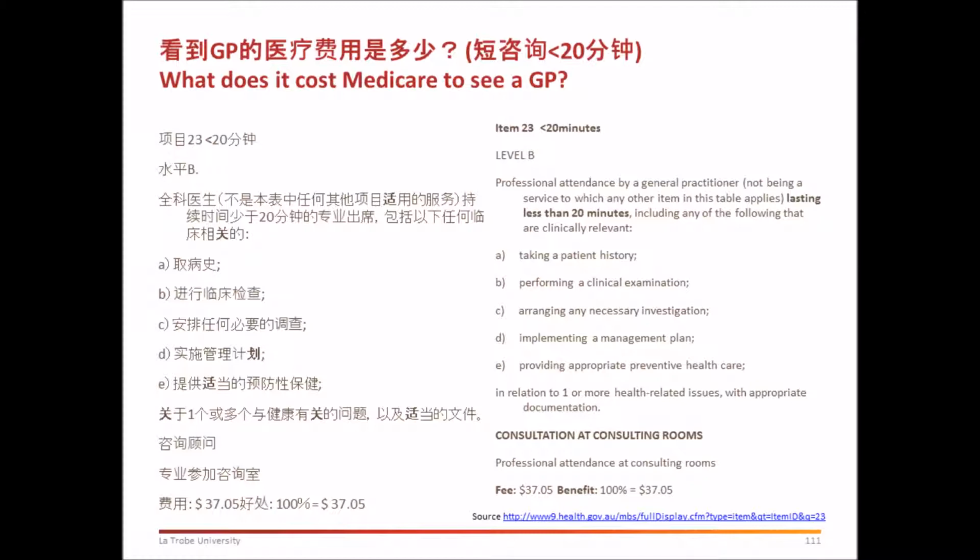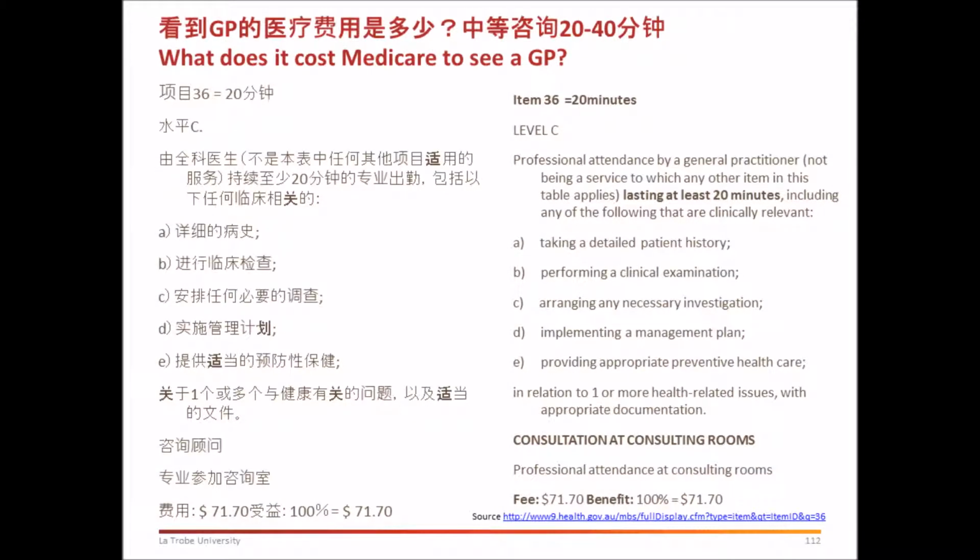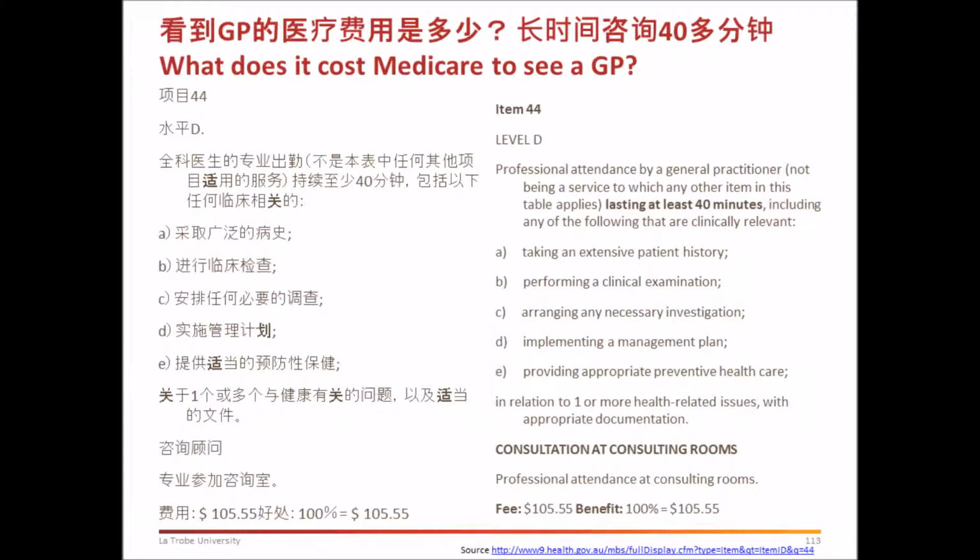If you require a longer visit, the fees increase. So an item 36 is for an attendance of between 20 and 40 minutes, and the fee would be $71 for that. If you need an even longer professional attendance of at least 40 minutes, the fees go up accordingly to $105.